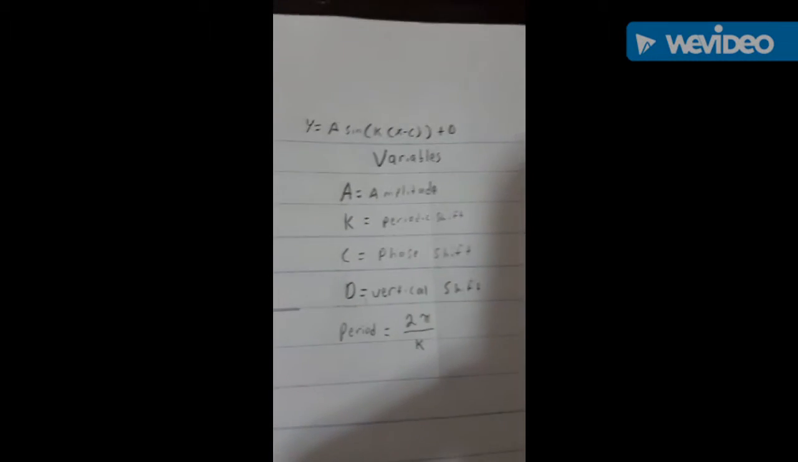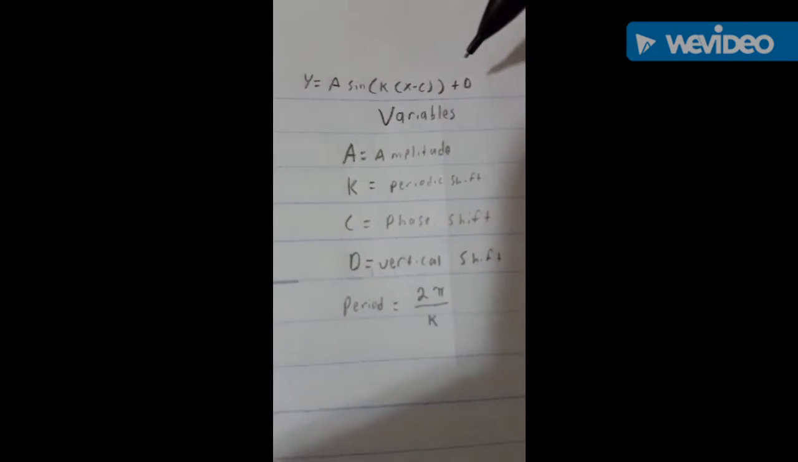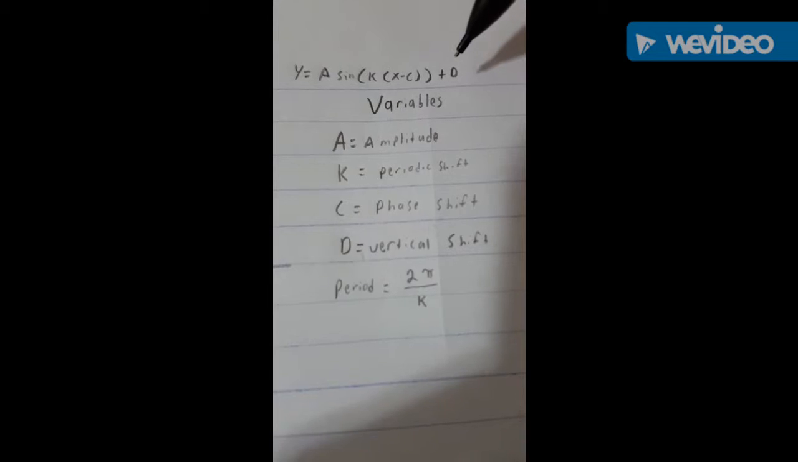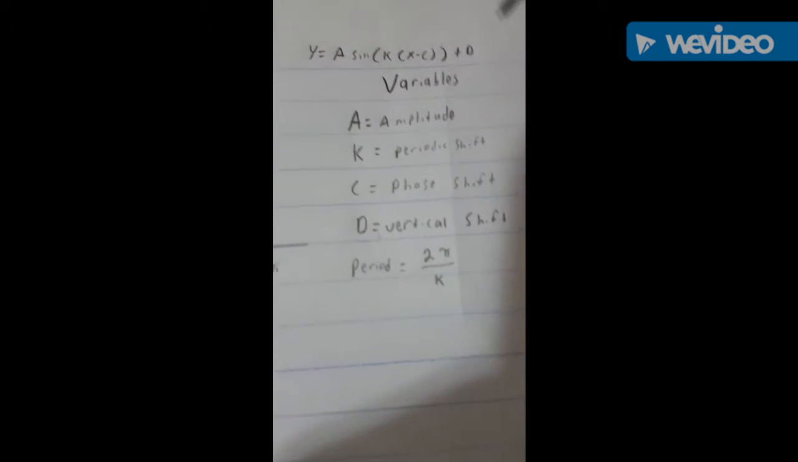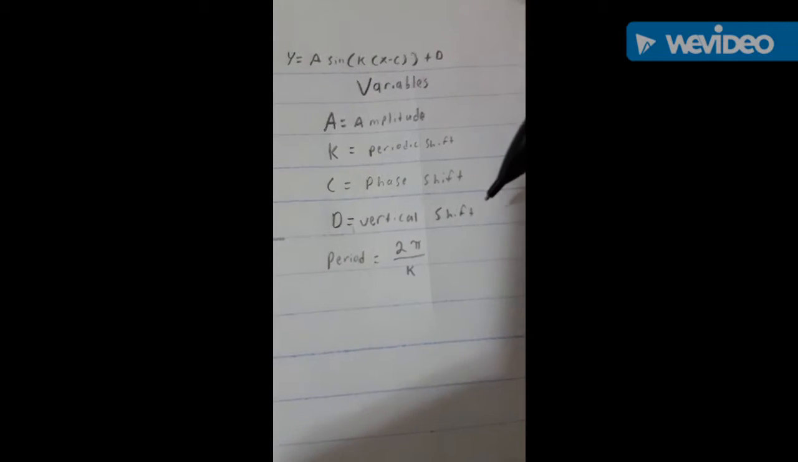Hi everyone, so today I'm going to be teaching you how to plot a sine function on a graph. So this right here is your sine equation, and this is just the equation of a sine graph. And in this graph there are various different variables. So you have your A variable, your K variable, your C variable, and D variable.